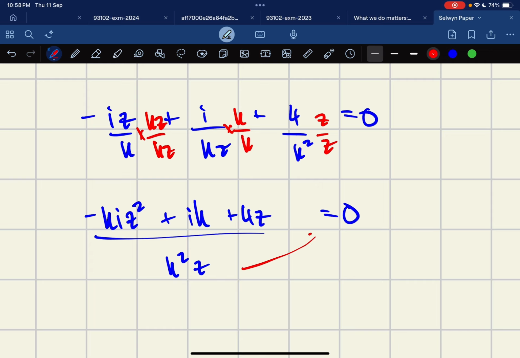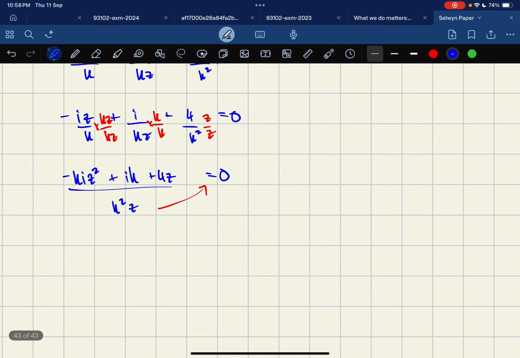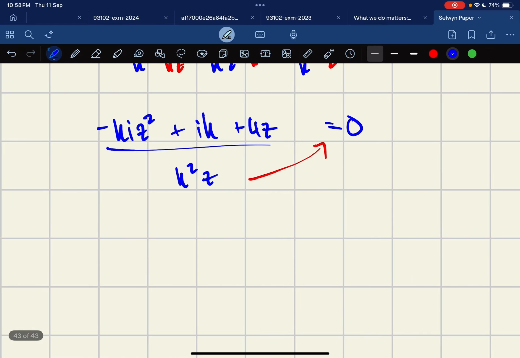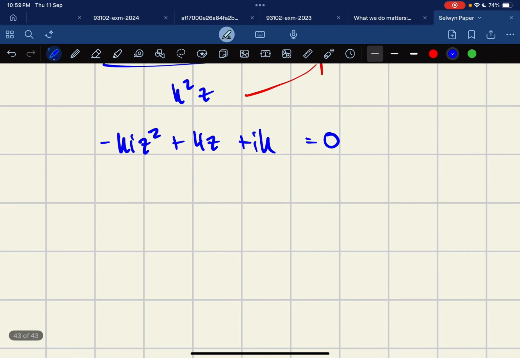I can multiply the k squared z to the other side and it becomes nothing. So all I'm left with is negative ki z squared plus 4z plus ik equals 0. And then I can solve for z by using the quadratic formula.